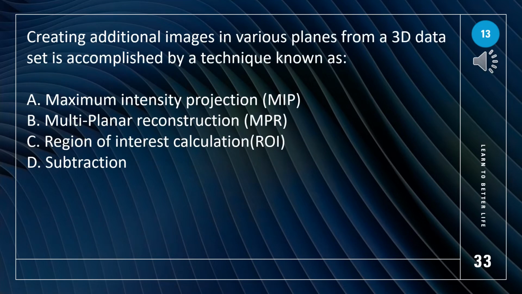Creating additional images in various planes from a 3D dataset is accomplished by a technique known as? Choose one. The answer is B. Multiplanar reconstruction, MPR.